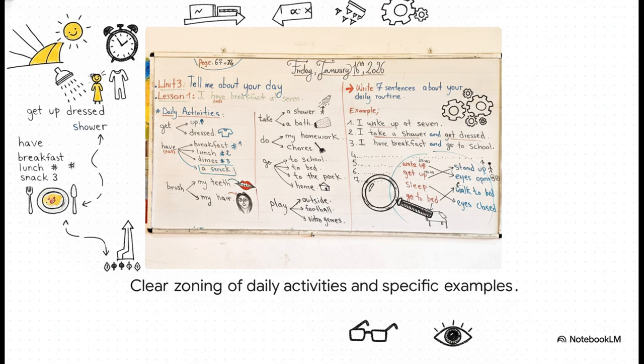You can drop daily vocabulary, like getting up, taking a shower, having breakfast, into a dedicated column on the left, and then use the center and right areas for broader routines and examples. It's so readable. The students' eyes just naturally track exactly where they need to go.